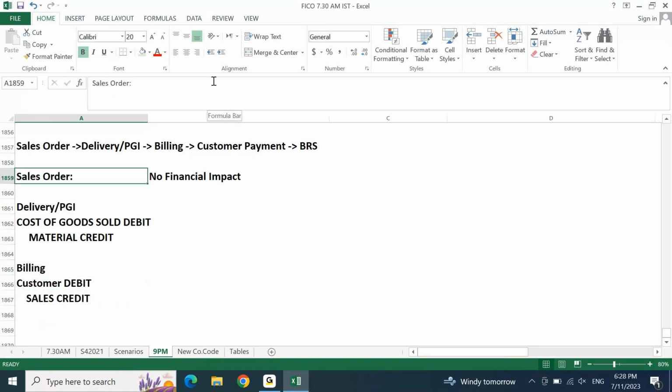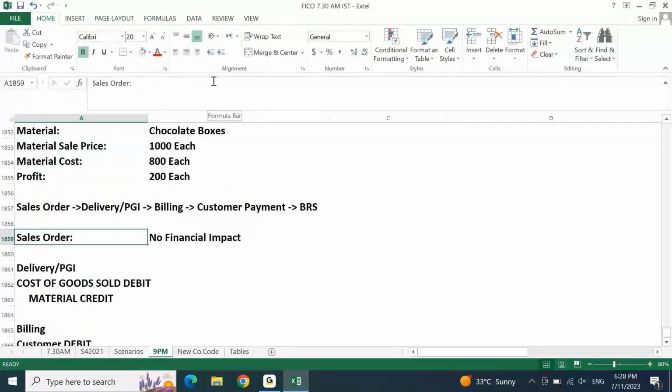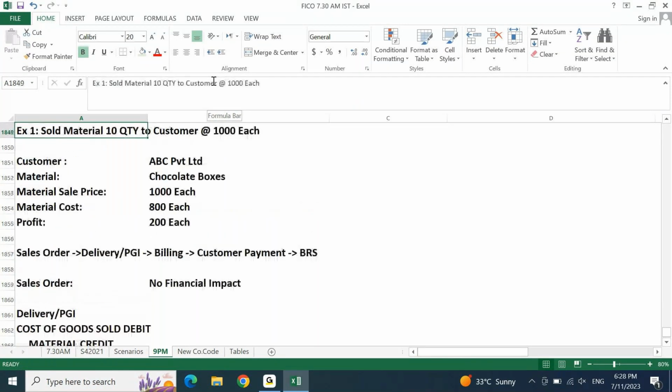Now we need to map the values here. For every accounting entry, we need to understand how much debit amount will be and how much credit amount will be, and from where the amounts are getting picked up. First, let's try to understand from the delivery point of view. When you are performing any delivery, you are going to debit cost of goods sold account, you are going to credit material account.